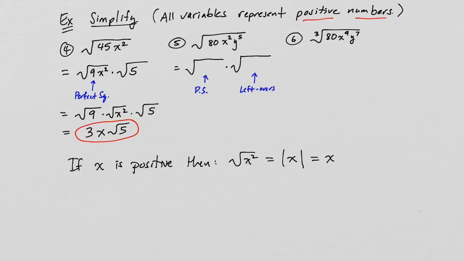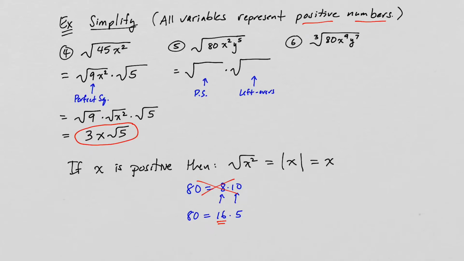Well, let's go down here. You all know that 80 is 8 times 10. The problem is neither 8 nor 10 is a perfect square, so this is not going to help us. However, 80 is also 16 times 5, and this is good because 16 is a perfect square. So for the number 80, I'm going to have 16 times 5. The x squared is a perfect square, so we'll put that in here with the 16.